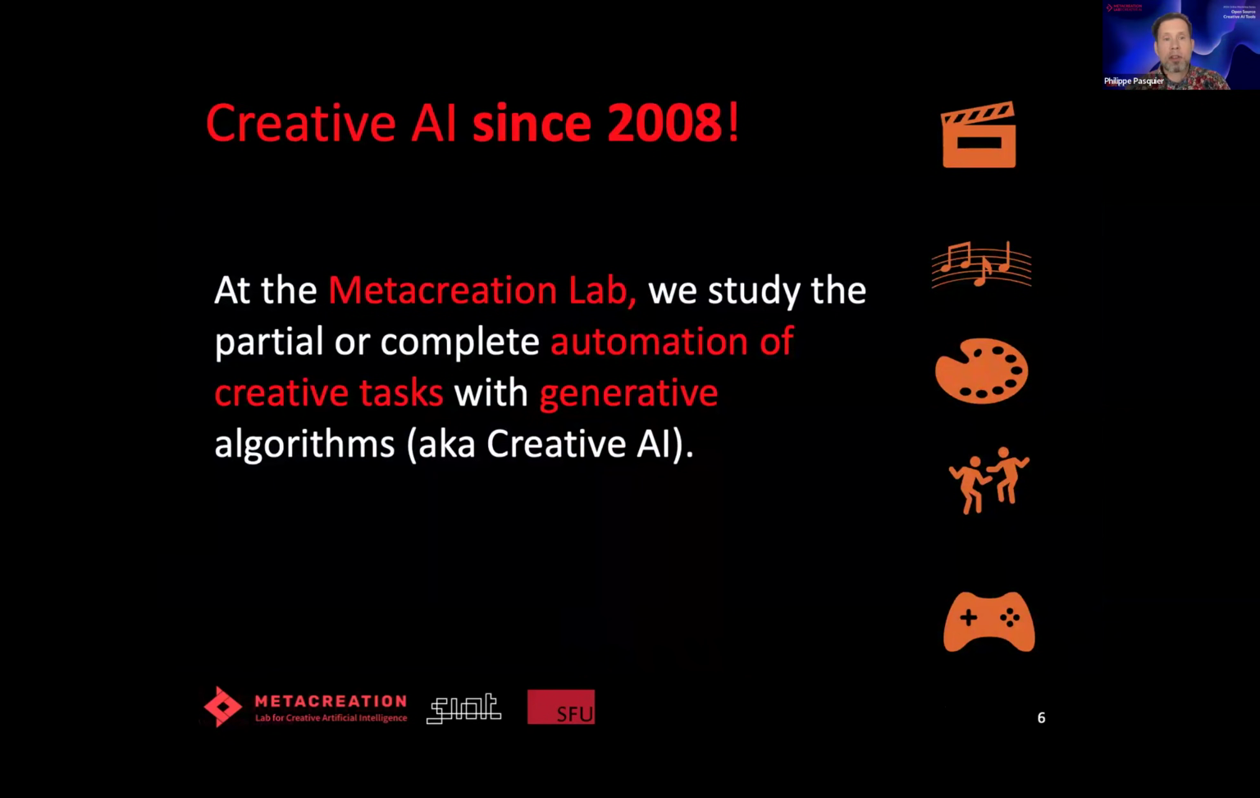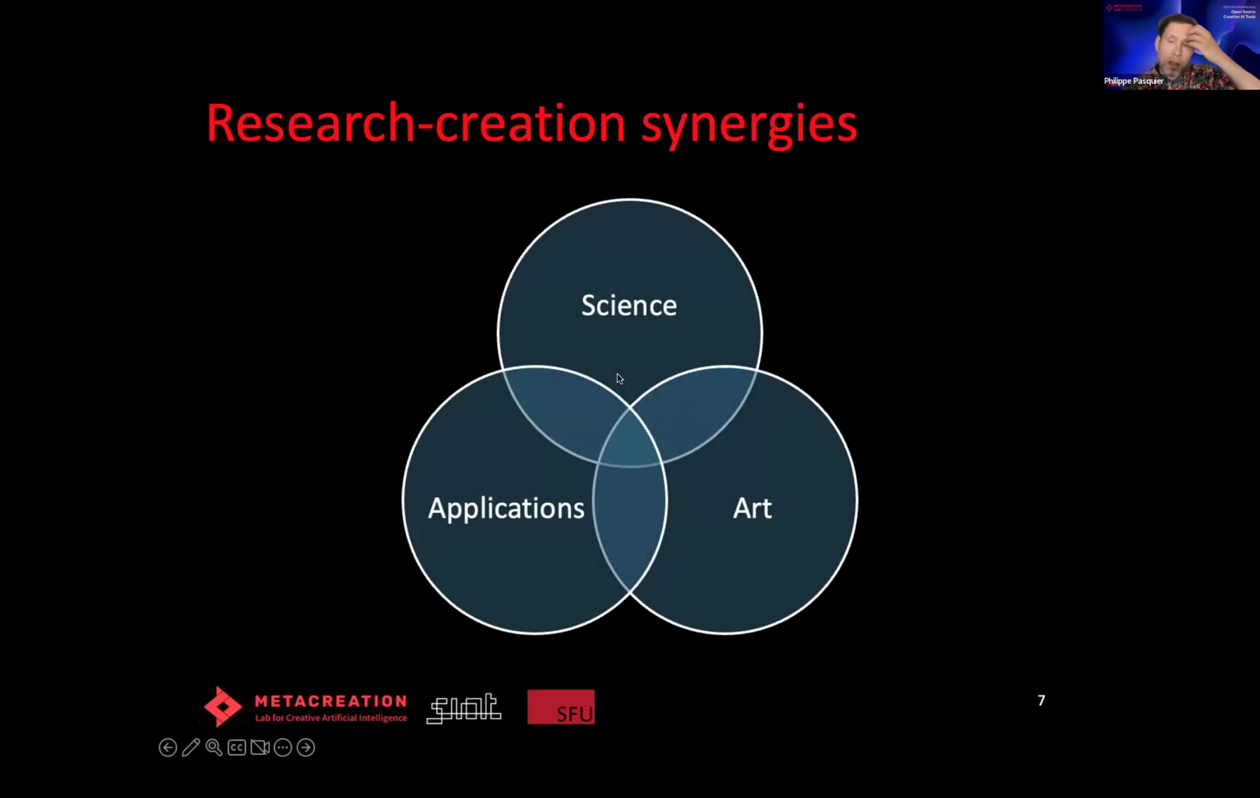And we do that across domains. We've been active since 2008 here in Vancouver. And the way we do it is through research-creation synergies. We make scientific research, we publish algorithms, we evaluate them, sometimes working with industry to do so. And then eventually we design and develop our own tools and open source software.